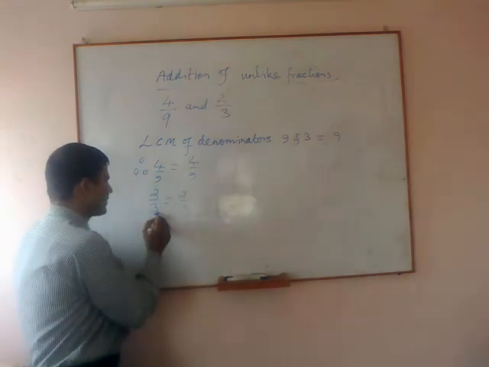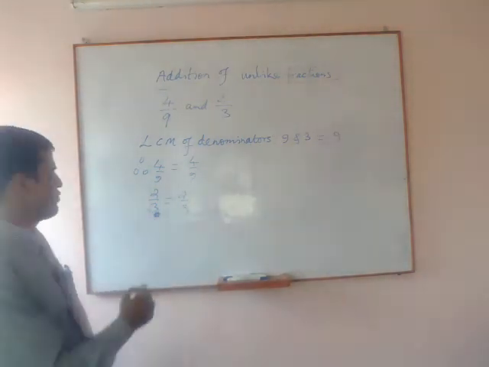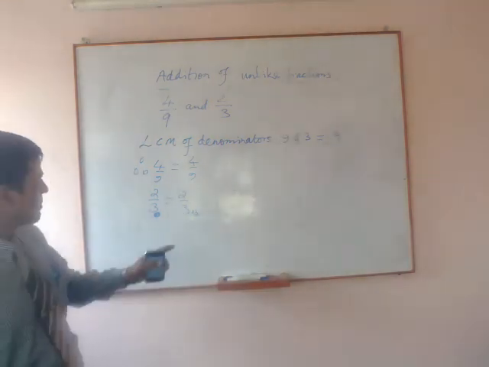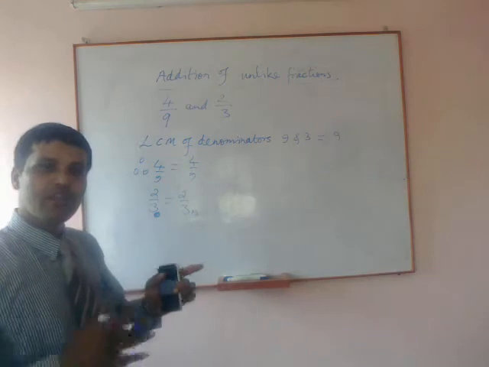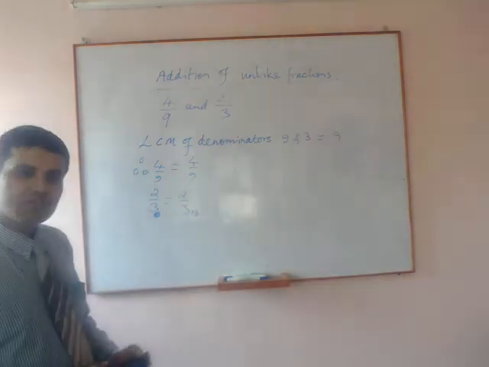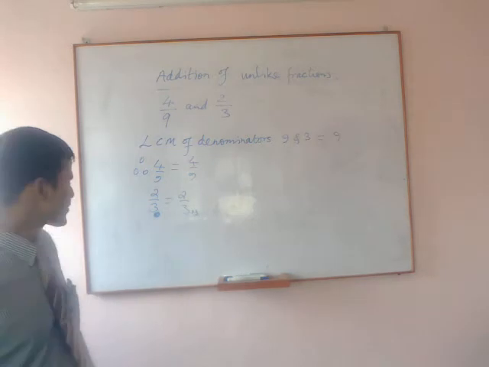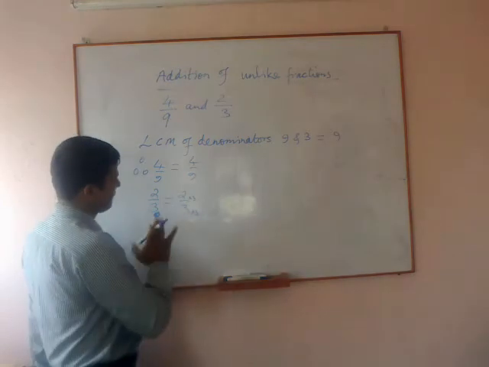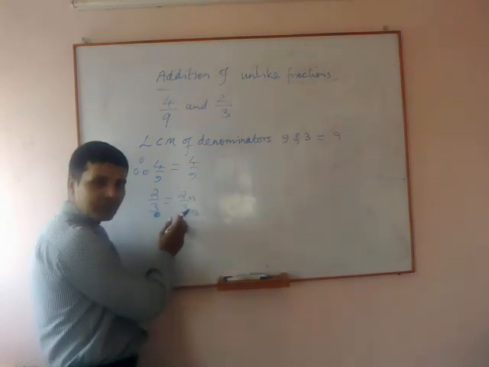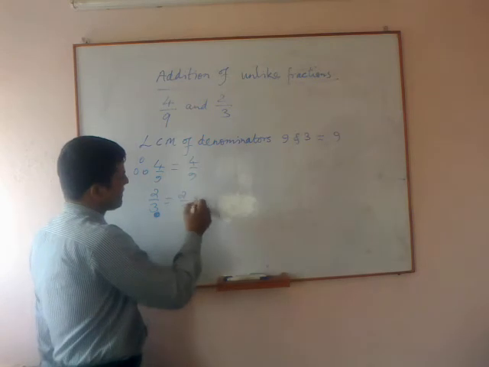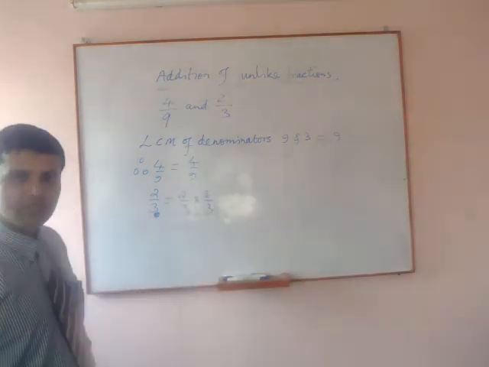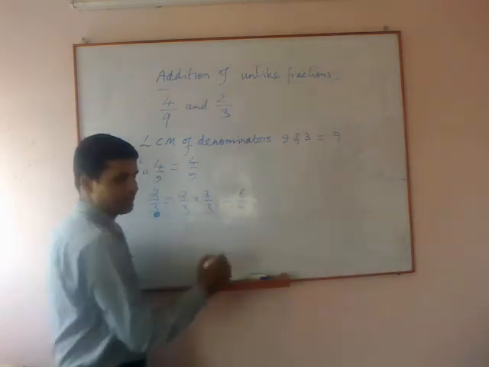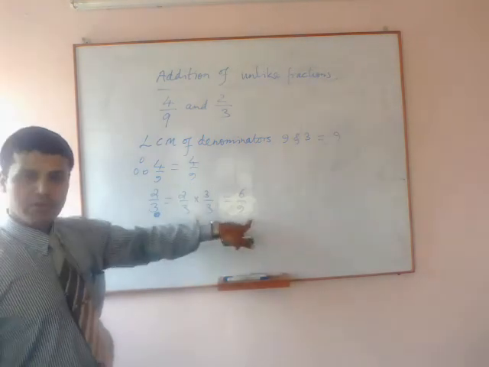Now in order to make this denominator 9, we need to multiply by 3, but we cannot multiply the denominator only. We have to multiply numerator and denominator both, so that the values remain the same. So here also we need to multiply by 3, so that the denominator will be 9. So here we are going to multiply by 3 over 3. In fact, the value will remain the same. It equals 2 times 3, 6 over 9. Now 4 by 9 and 6 by 9.